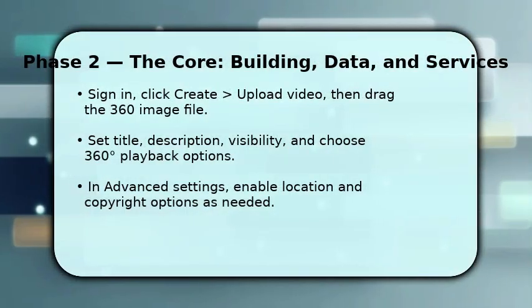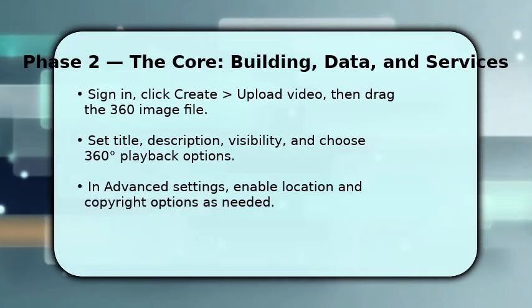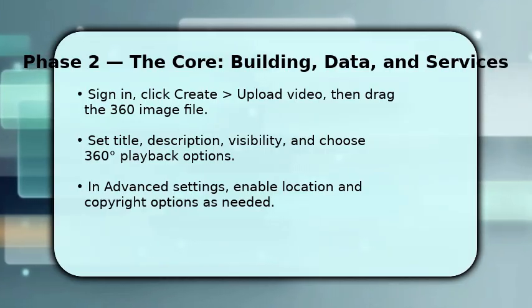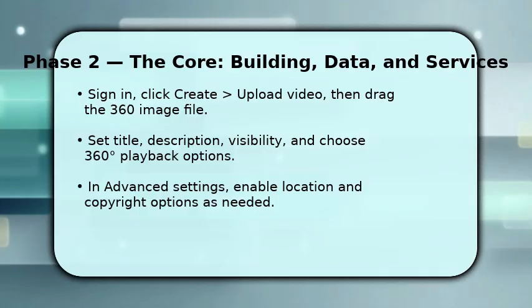You'll upload the image just like a normal video because YouTube treats 360 images as video assets. Sign in, click Create, then upload video and drag your prepared file into the uploader. While it processes, fill in title and description, choose visibility, and pick a thumbnail.